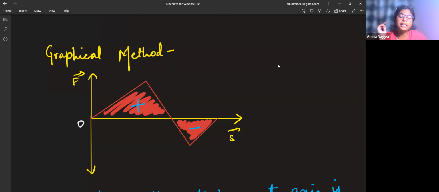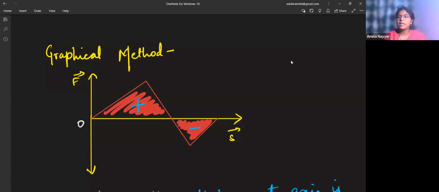Yes, one thing that was left in the last class from the topic work done was graphical methods. You will have questions which involve a particular graph, from which you have to study it and give the value of work done, similar to the value which we give by the formula. So we use the formula F s cos theta. Suppose you are given a graph, how will you calculate?